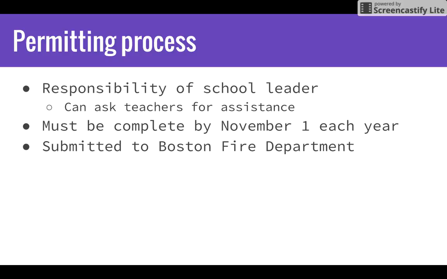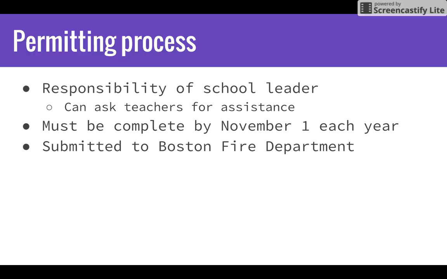So one of the largest responsibilities as a school leader is to make sure the permitting process happens annually. So this process involves a permit application that's submitted to the Boston Fire Department for a permit so that as a school, we can have the chemicals that we have to aid in our teaching and in the students' learning.